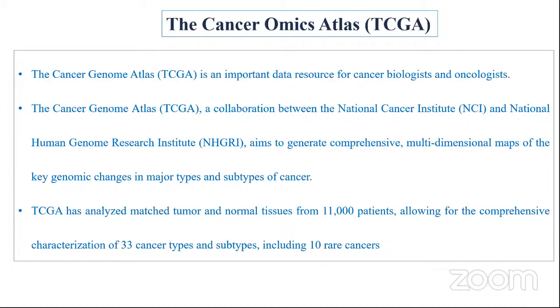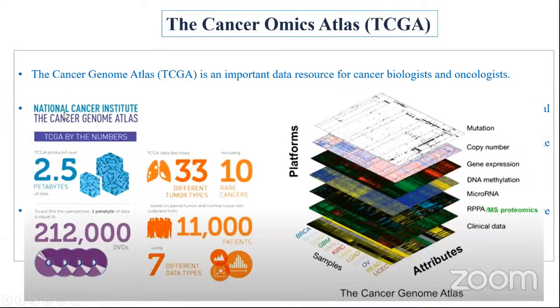So first you really need to understand what cancer is, what the types of cancers are, whether the cancer has subtypes, how these mutations are occurring, and how they are causing the disease. This TCGA has analyzed and matched tumor as well as normal tissue samples from more than 11,000 patients, allowing comprehensive characterization of more than 33 different cancer types and their subtypes, including rare cancer types. So it is dealing with big data.